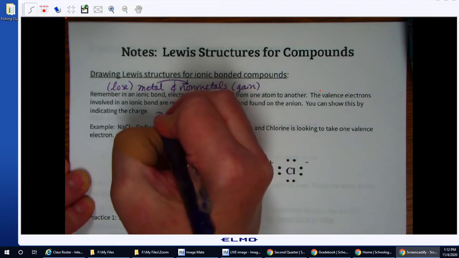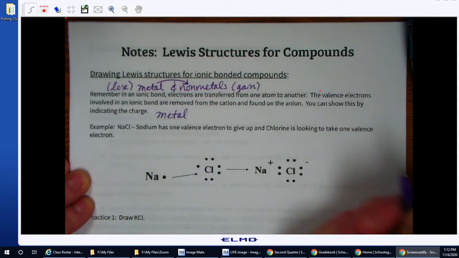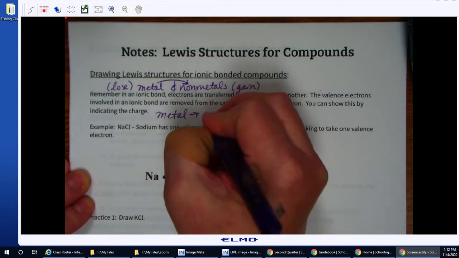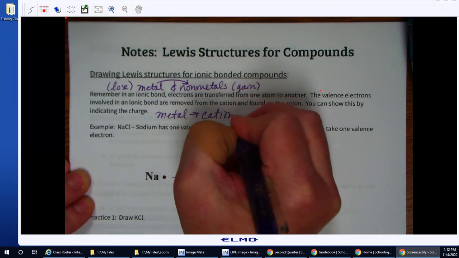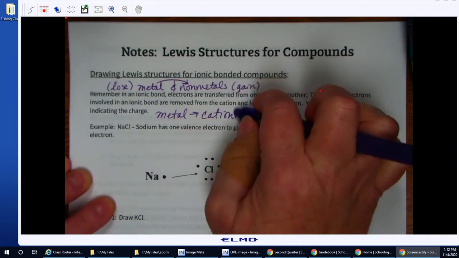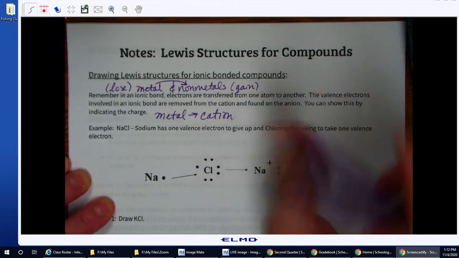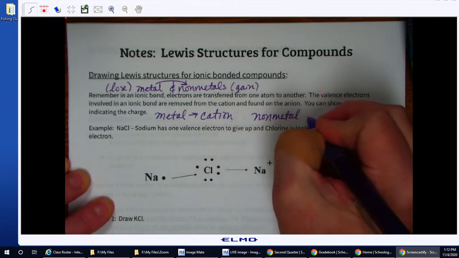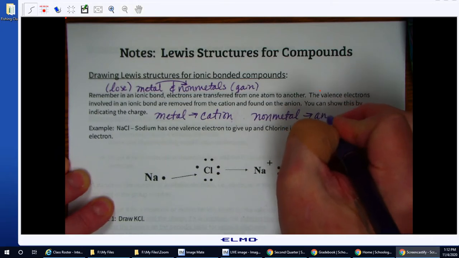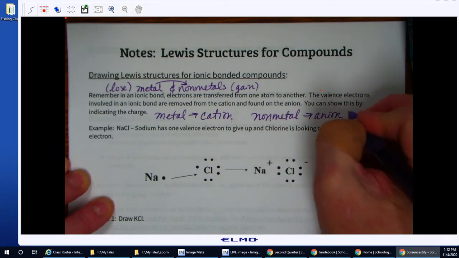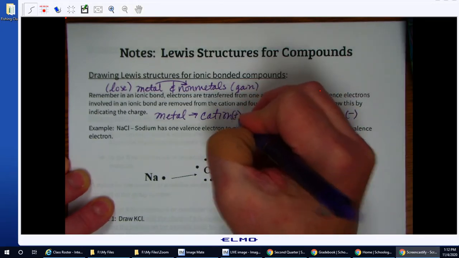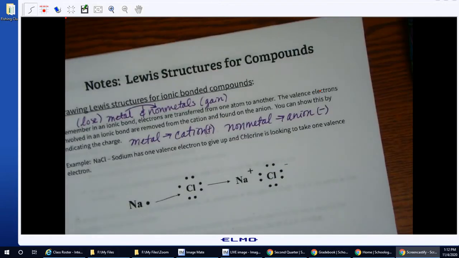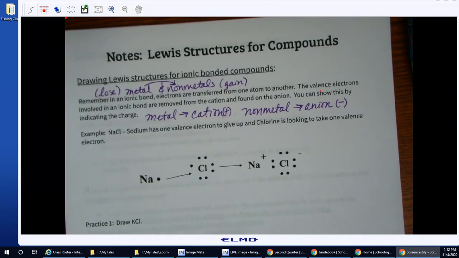The metal, because it's losing, forms the cation. And the non-metal will form the anion. Again, these are negatively charged and these are positively charged. Positive cats, right? Cats have paws.